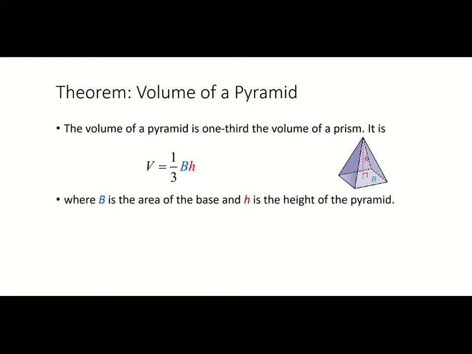All right, our first theorem that we're going to look at is the volume of a pyramid, and the volume of a pyramid is found by doing one third base times height. B is the area of the base. So if your pyramid is rectangular, it would be the area of that rectangular base. If it's a triangle, it would be the area of that triangular base. And the height is how tall the pyramid is going from the peak of the pyramid down to the base.